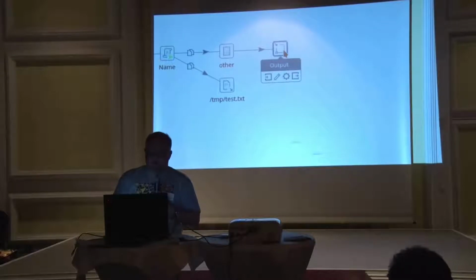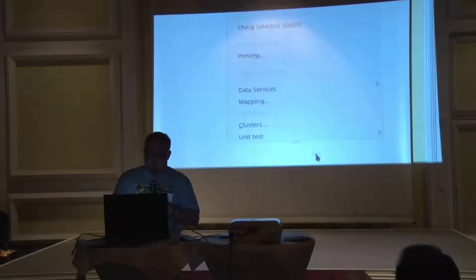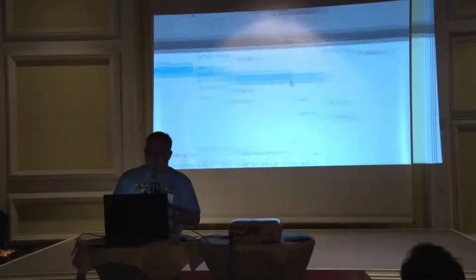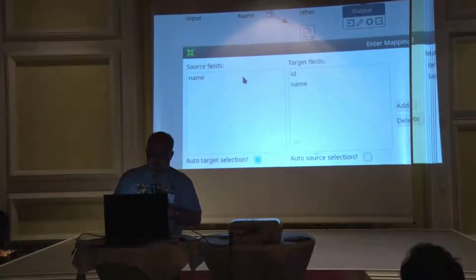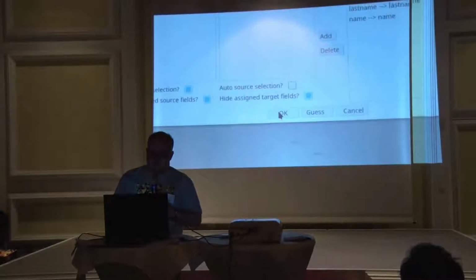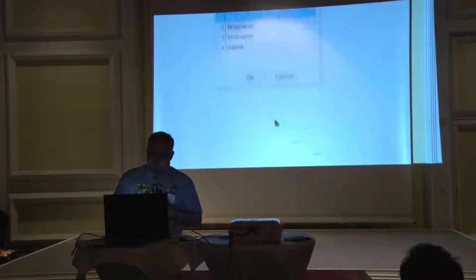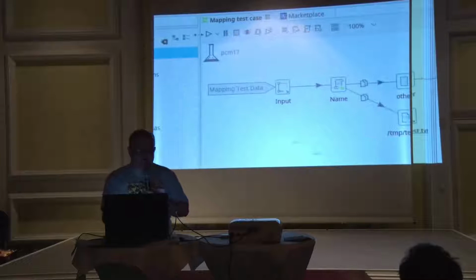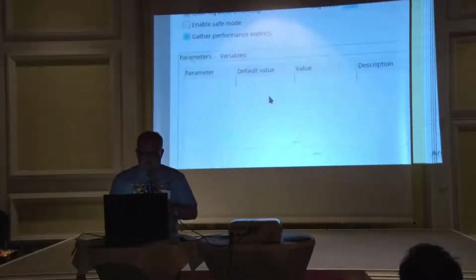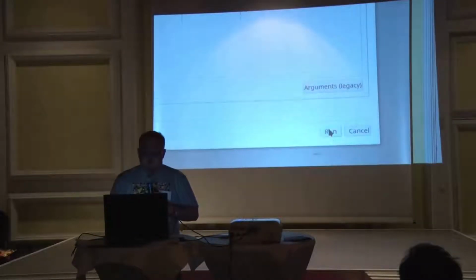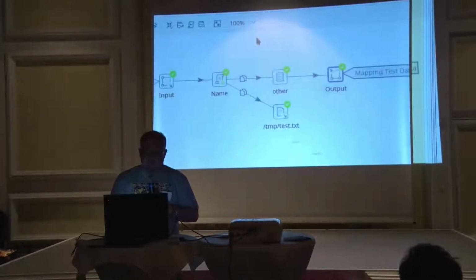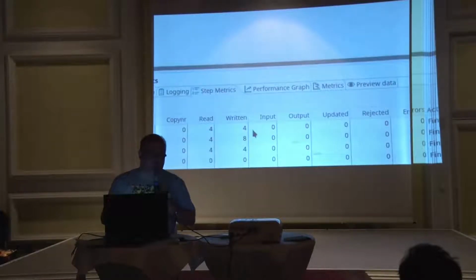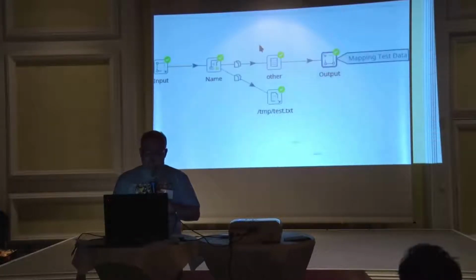And if you want to also test the output, the golden data set, you can do the exact same thing. First name, last name, and name as a mapping, and the same order by ID. Now if you execute this, it will actually give you preview data, and it will actually run things. So you can see that you have 4 input records, 4 output records, etc.